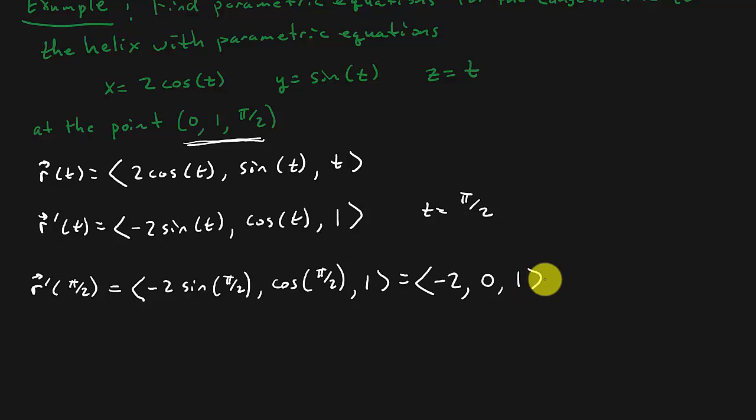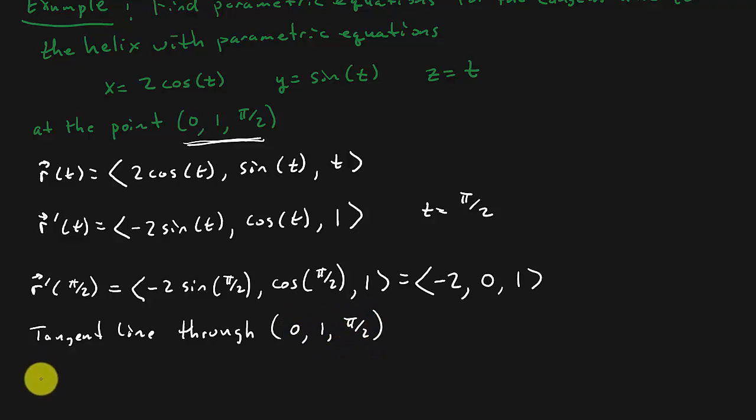Okay. So to find the parametric equations, we need a parallel vector, don't we? Okay. And we got our point. So we have our tangent line goes through the point (0, 1, pi over 2), and it's parallel to the vector, where is it, <-2, 0, 1>.